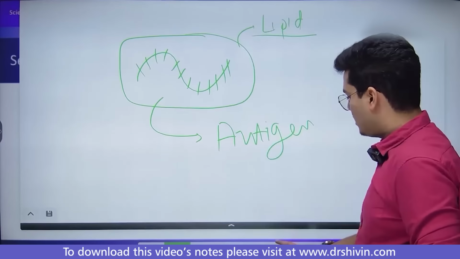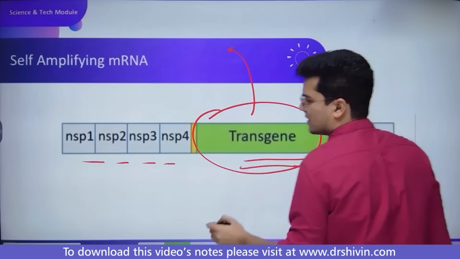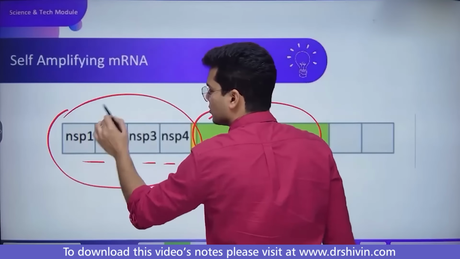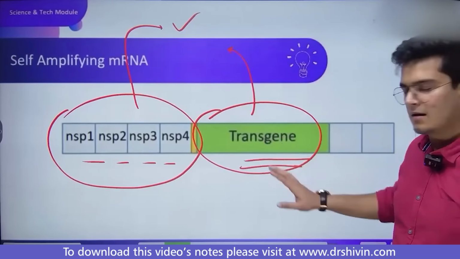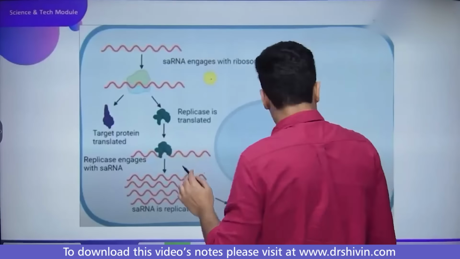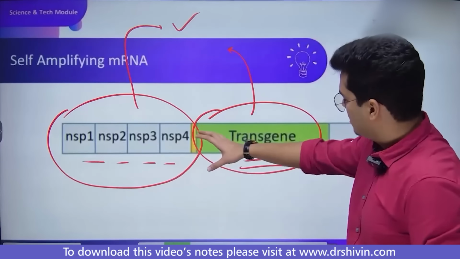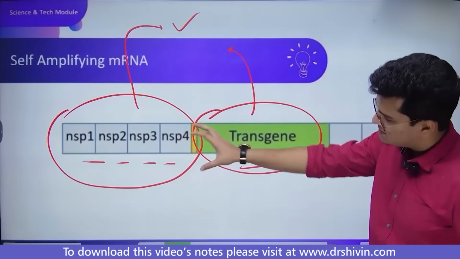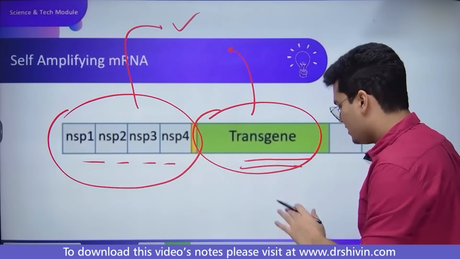Okay. In self-amplifying mRNA, I am giving that mRNA sequence, but I am also giving 4 other proteins. Some proteins and some mRNA. Why am I giving these proteins? Because this mRNA that I have now made, which has information for a particular antigen and information for some other proteins as well, what will it do?